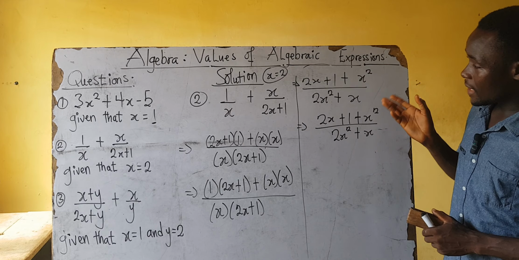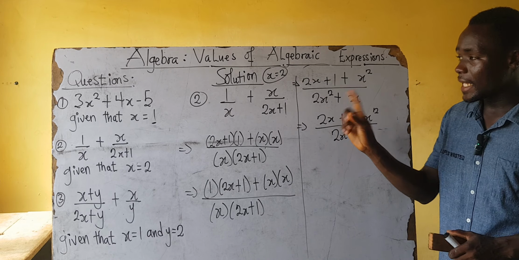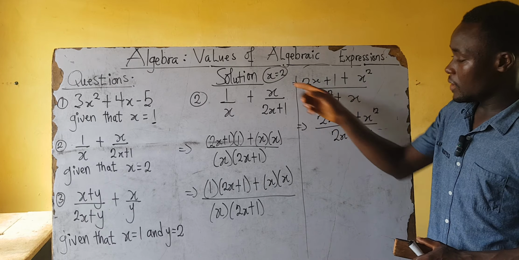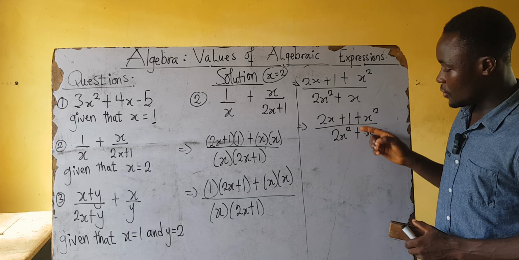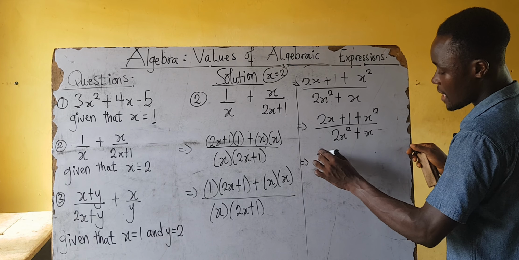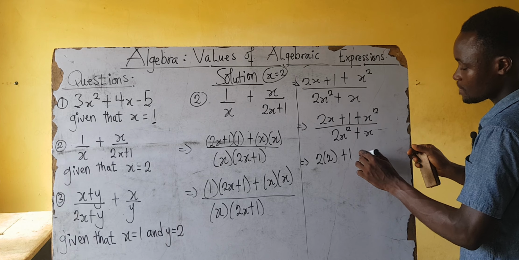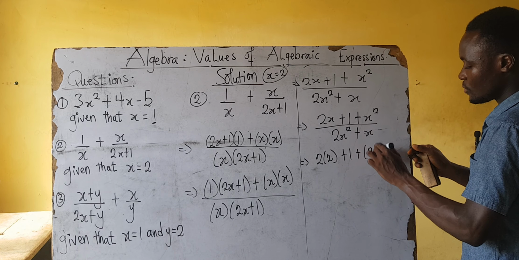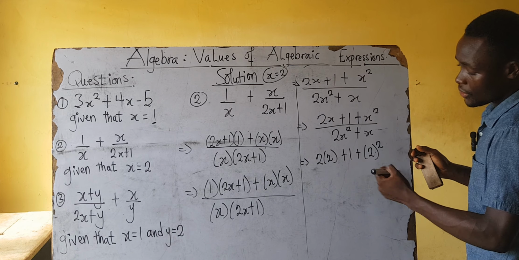Our next thing is, now that we are done simplifying it to get this, we are going to substitute the value of x over here. Wherever we see x, x is now 2. We are going to substitute the value of x in this fraction that we have here. So here I have 2 in a bracket times x, which is 2, then plus 1, then plus 2 all power 2. Remember, x is 2 over here. So I'm going to substitute it aside.